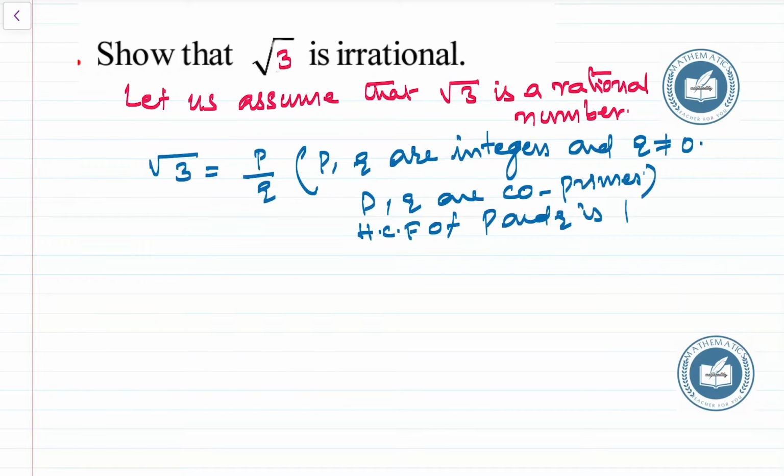Suppose one example, 4 comma 5. Only 1 is the common factor, therefore we can say 4, 5 are co-primes. Similarly 7, 8 and 5, 6, all these are co-primes. Means here only 1 divides these two numbers, so that's why these are called co-primes.